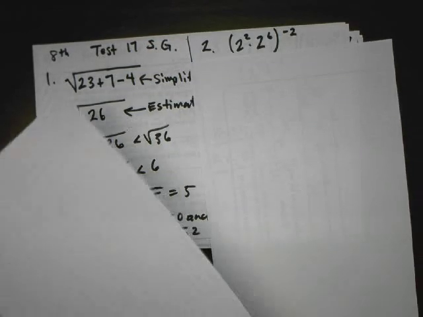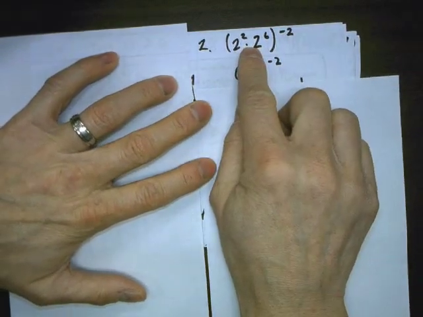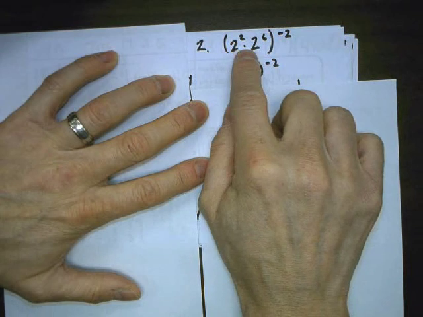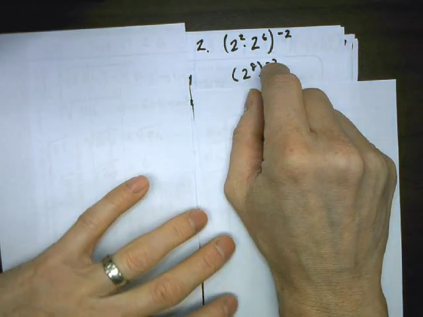Number 2, we're going to simplify the first expression they give us first. So I'm going to go inside the parentheses. This is not the only way to do it, but I think it's the easiest way. Go inside the parentheses and copy the base and add those two exponents. 2 plus 6 is 8.